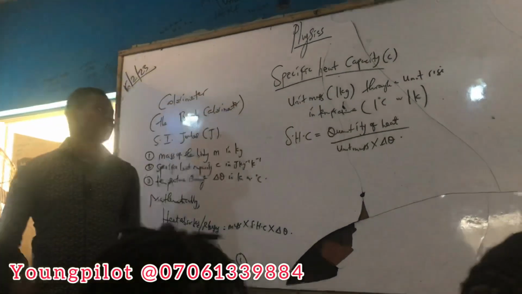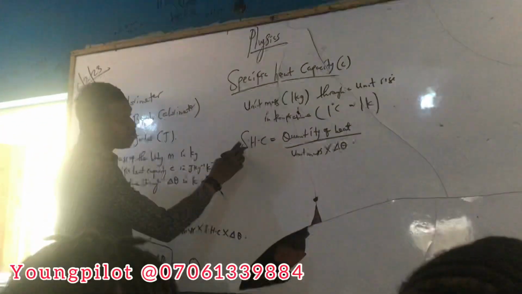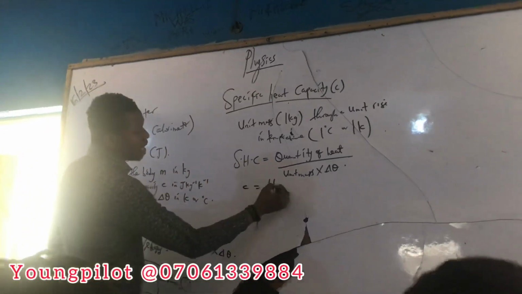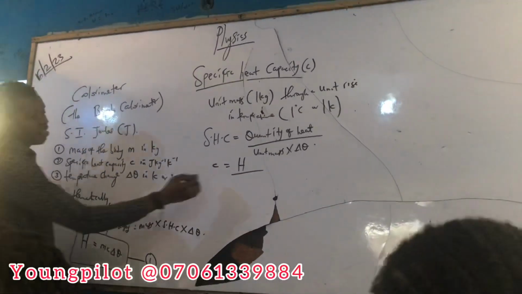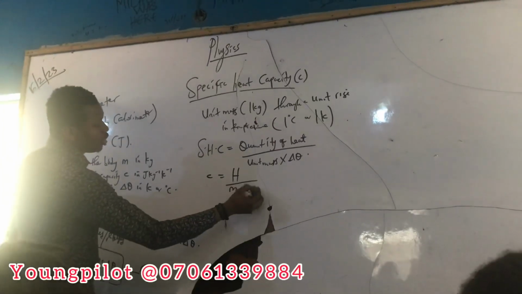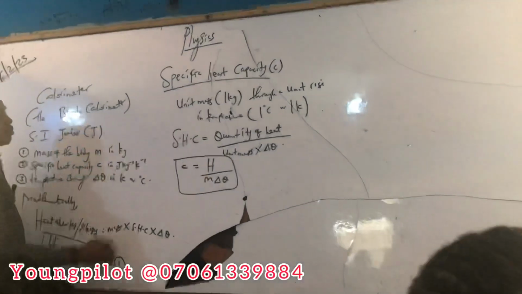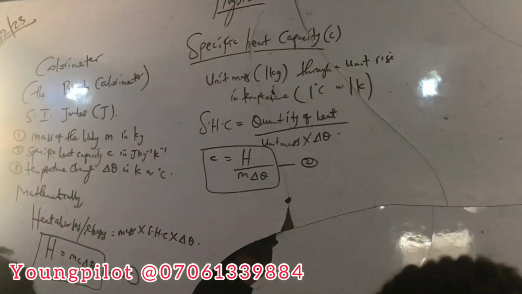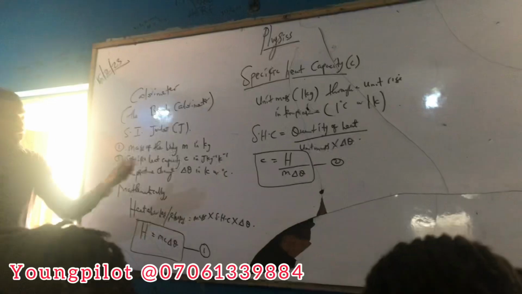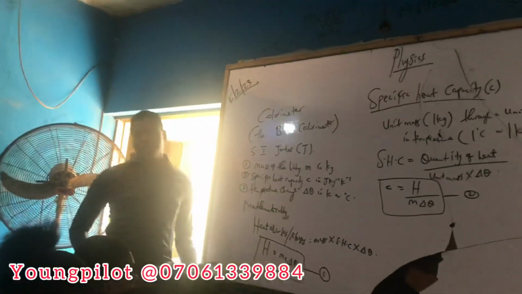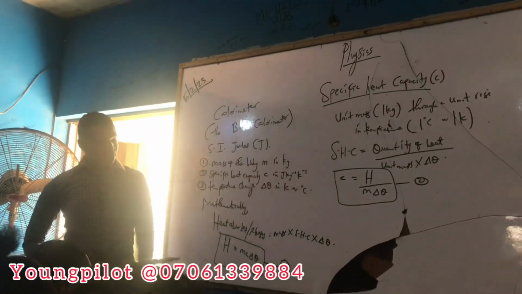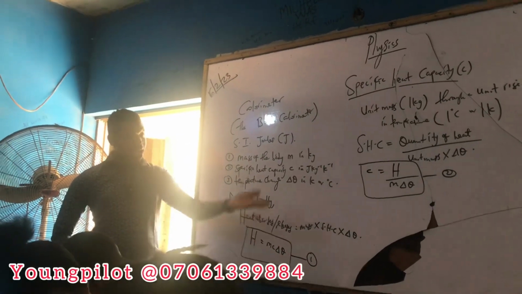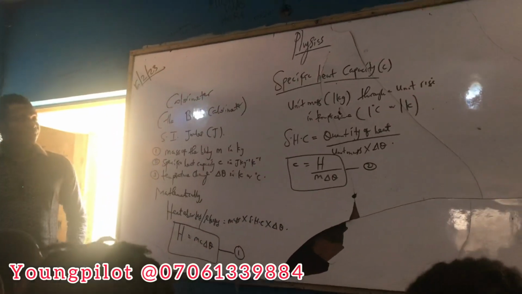1 means per unit. So by symbol, specific heat capacity is small letter C. Quantity of heat is capital letter H. Mass is small letter M, then change in temperature, equation 2. Just like making C the subject of formula, that is what it has become. From your formula for H, make C the subject. You are dividing through by M, change in theta.